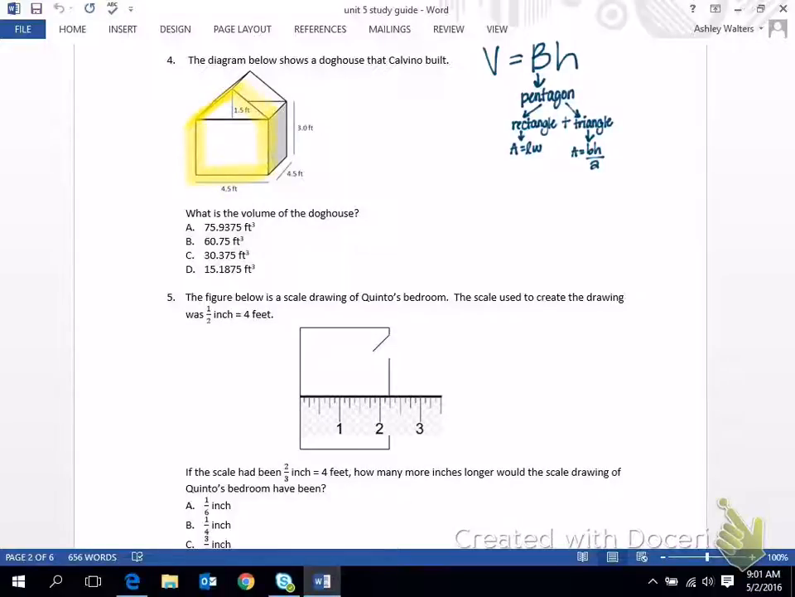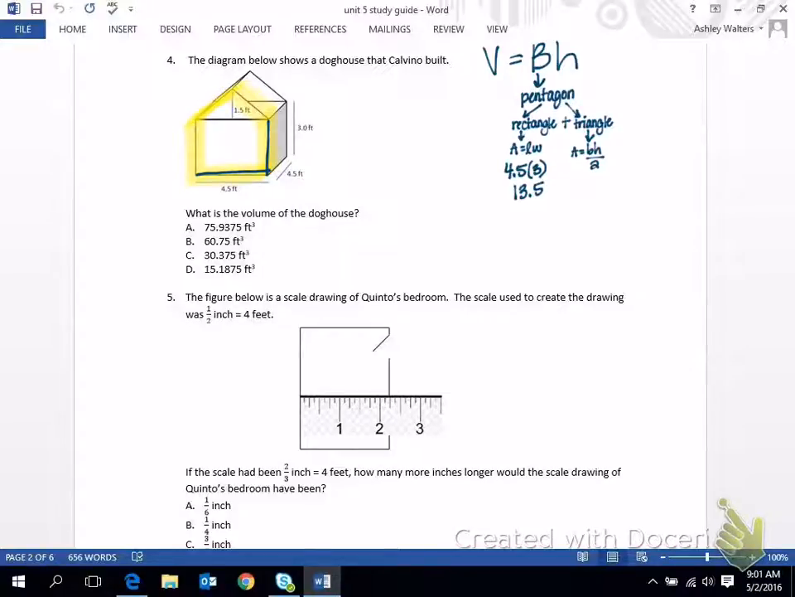The pentagon is the front of this doghouse. So if we're looking at the rectangle, it is 4.5 feet long and 3 feet wide. So that's going to be 4.5 times 3. And 4.5 times 3 is 13.5.